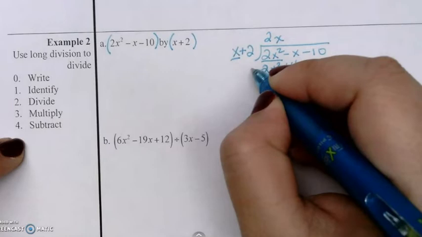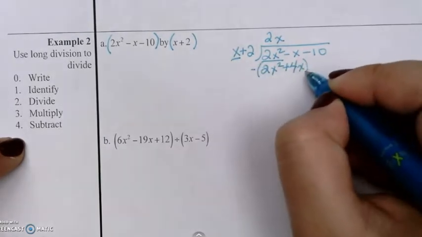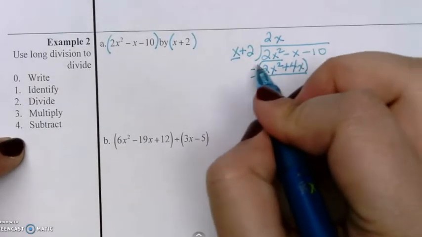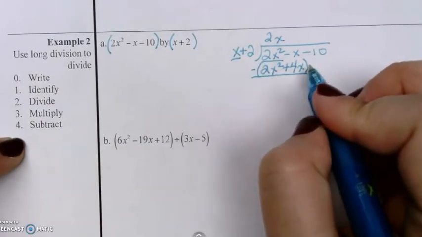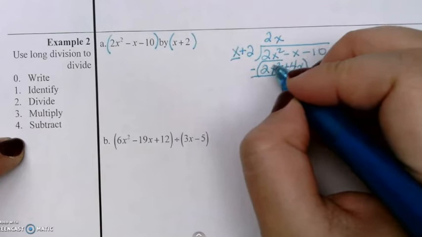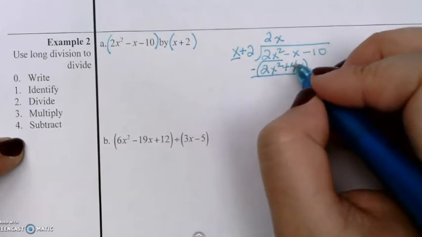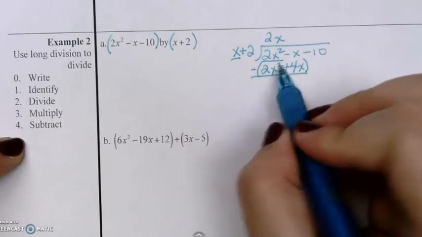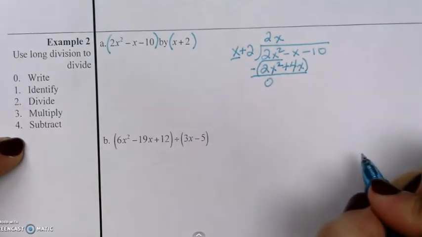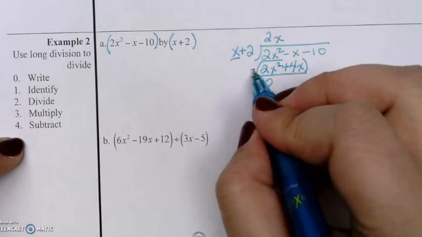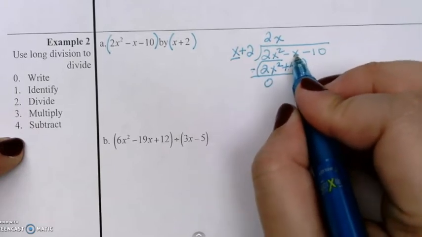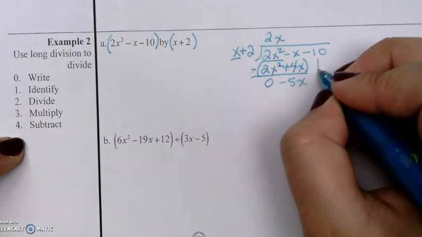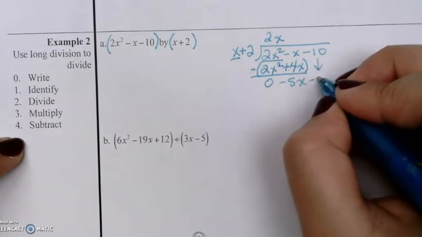And then we subtract. And I'm not subtracting just the first term, but I'm subtracting the whole polynomial that we just multiplied. So when I'm subtracting, you can think about it as distributing that negative, because it's 2x squared minus 2x squared, which gives me 0. And then negative x minus 4x. So negative 1 minus 4 is negative 5x. And then, just like with numbers, we bring down our minus 10.